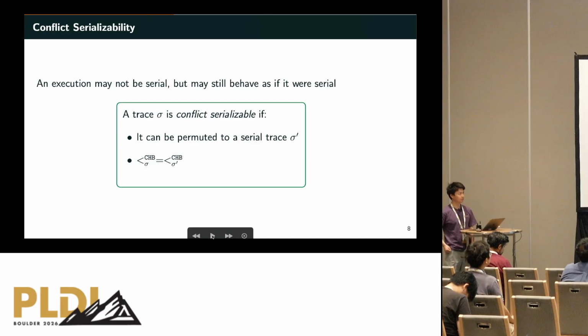A trace may not be serial, but it can behave as if it were a serial trace. We say that a trace is conflict serializable if we can reschedule the events of the trace to get a serial trace sigma prime, and the conflict-happens-before partial order remains the same as in the original trace.